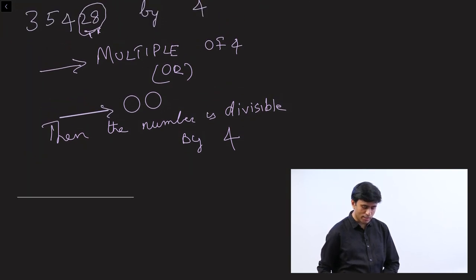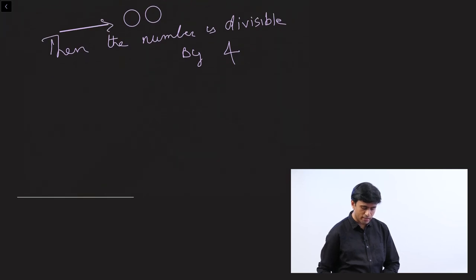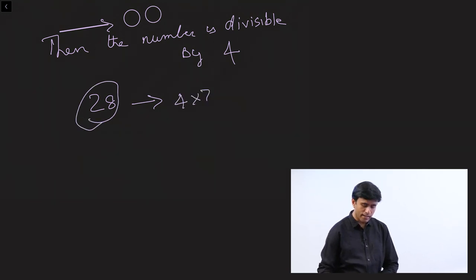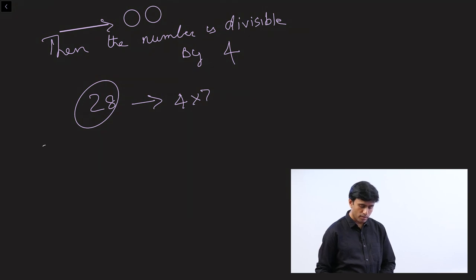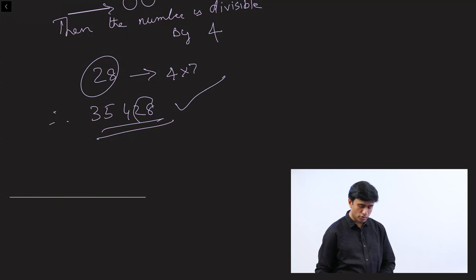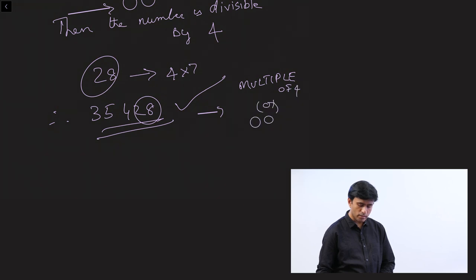So let's take this number. What are the last 2 digits? 28. 28 is 4 into 7. So 28 is divisible by 4. Therefore, 35428 is divisible by 4. Remember, take the last 2 digits and see if it is divisible by 4, or if it is a multiple of 4, or it has 2 zeros.